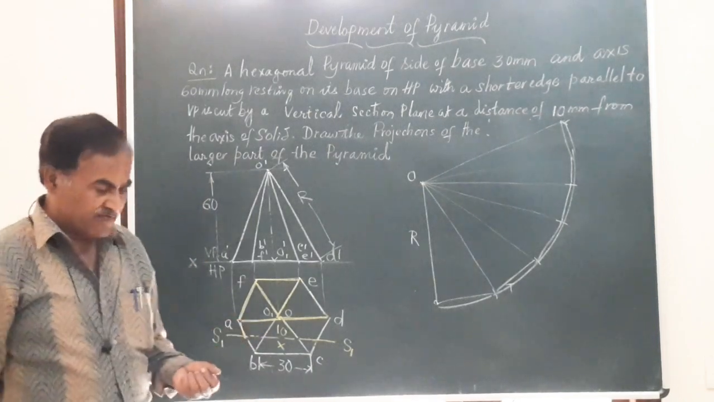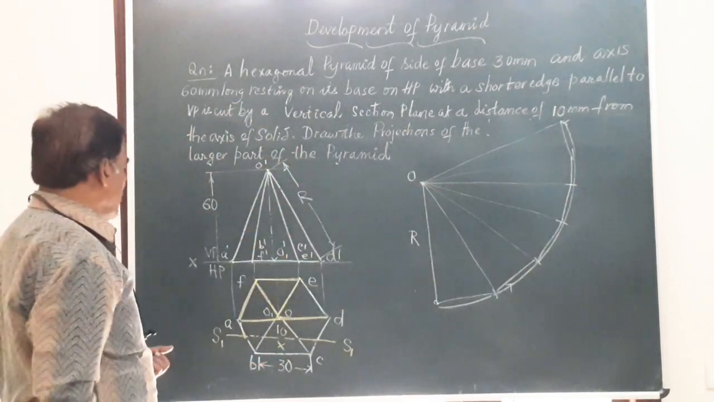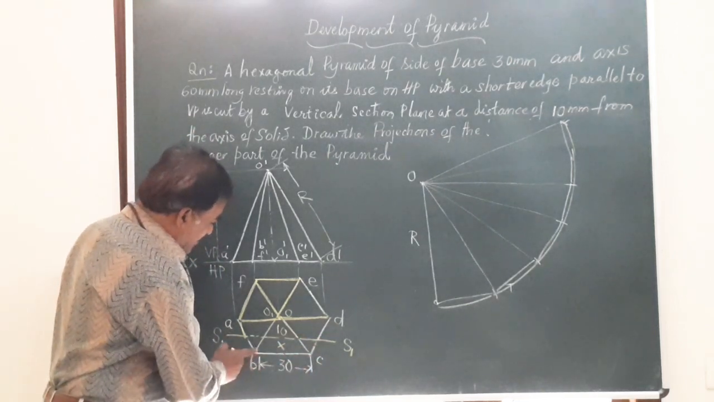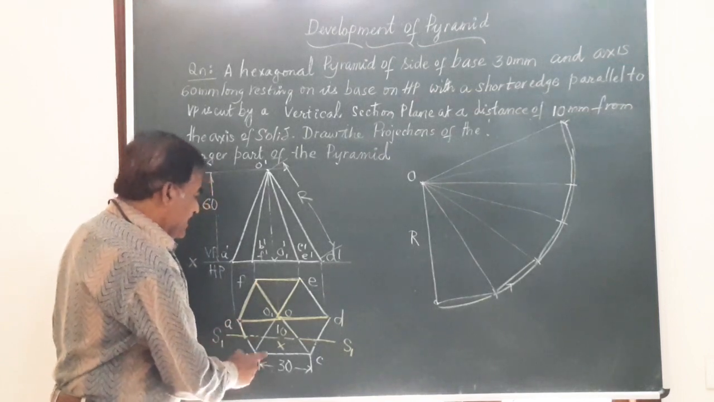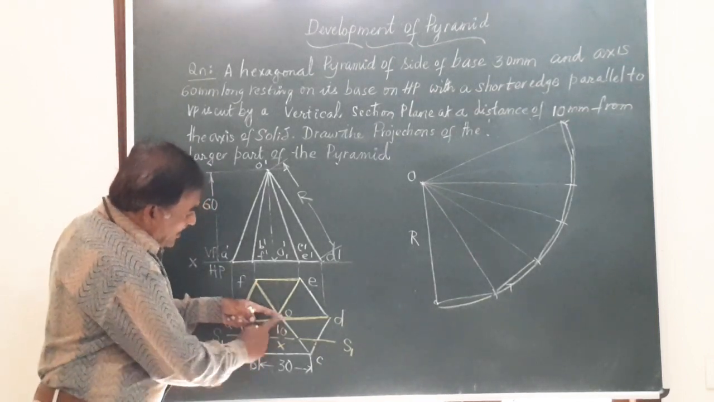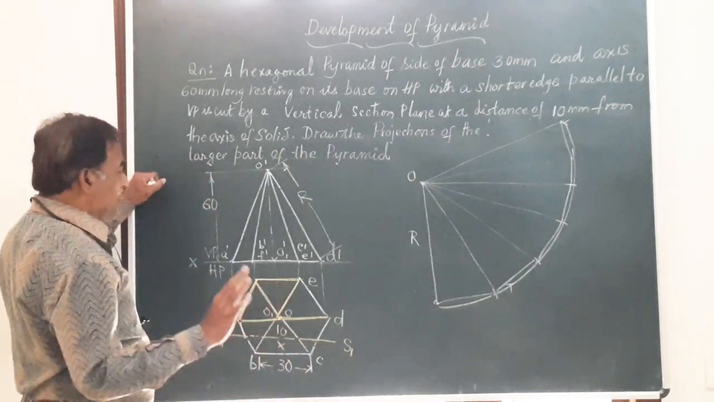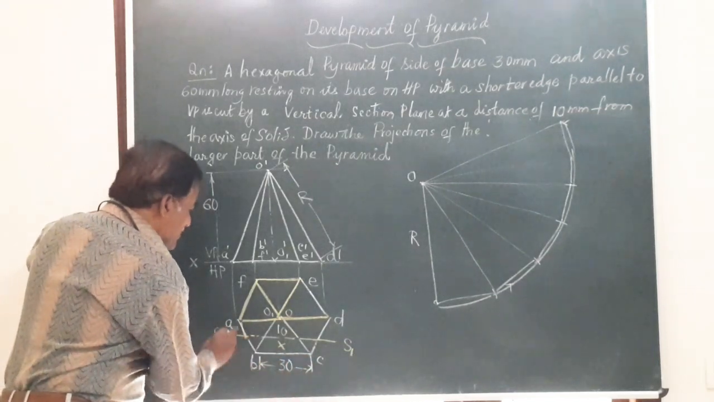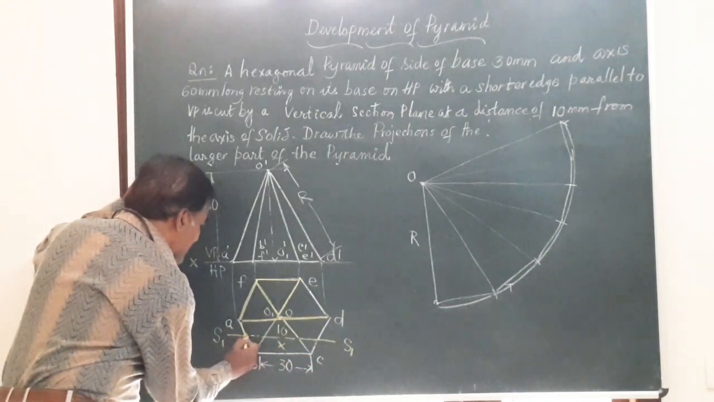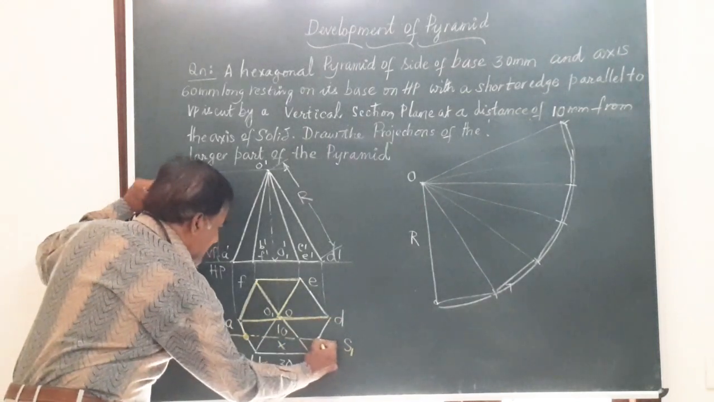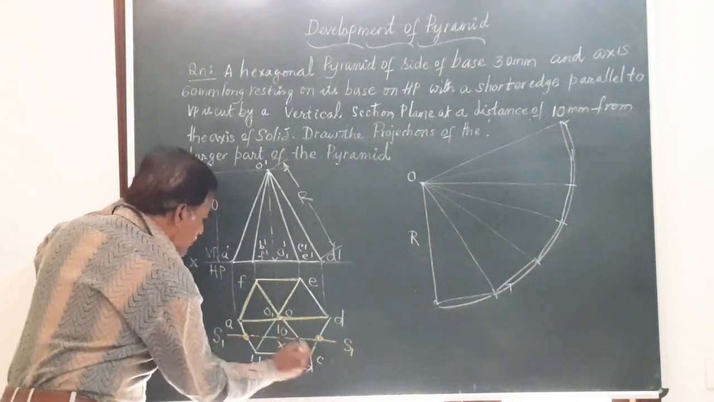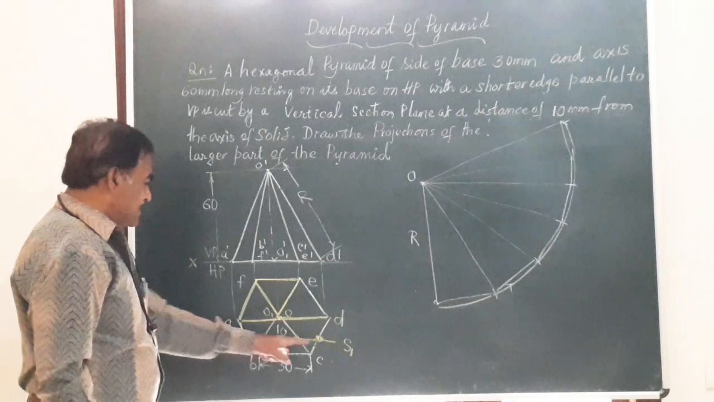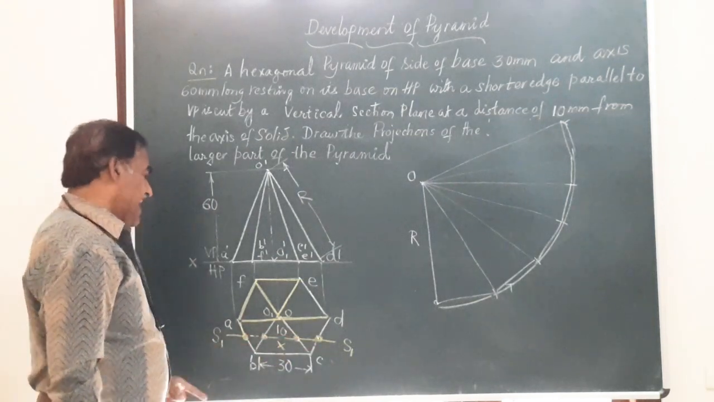And if you observe here, friends, the vertical section plane is cutting the shorter edge CD of the base, the shorter edge BA, and it is cutting the slant edges OB and OC. Hence, totally you have got 4 points, 2 on the shorter edges, 2 on the slant edges. So on AB, the section plane is cutting here. On CD, it is cutting here. On OB and OC, it is cutting here. So there are totally 4 points, 2 on the base edges and 2 on the slant edges.